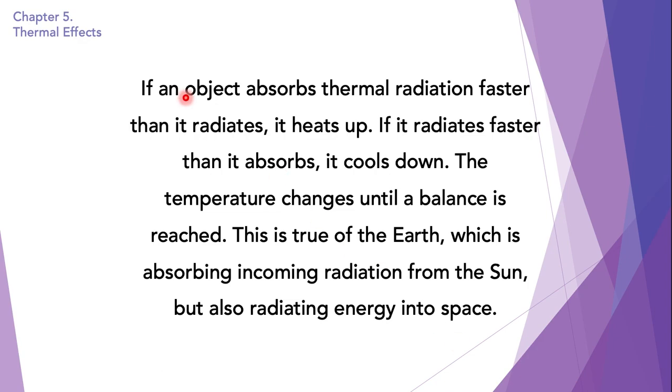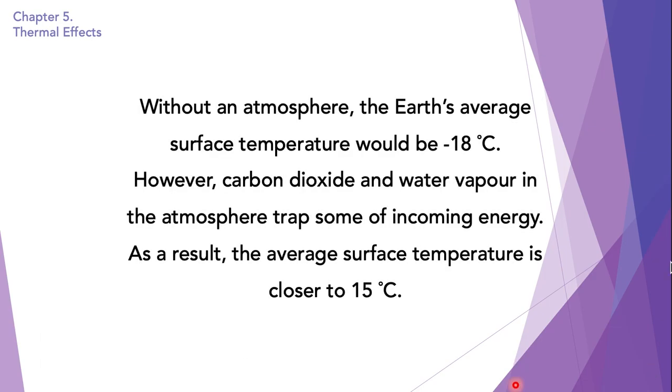So if an object absorbs thermal radiation faster than it radiates, it heats up. And if it radiates faster than it absorbs, it cools down. So the temperature changes until a balance is reached. This is true of the Earth, which is absorbing incoming radiation from the sun, but also radiating energy into space. Without an atmosphere, the Earth's average surface temperature would be minus 18 degrees centigrade. However, carbon dioxide and water vapor in the atmosphere trap some of the incoming energy. As a result, the average surface temperature is closer to 15 degrees centigrade.